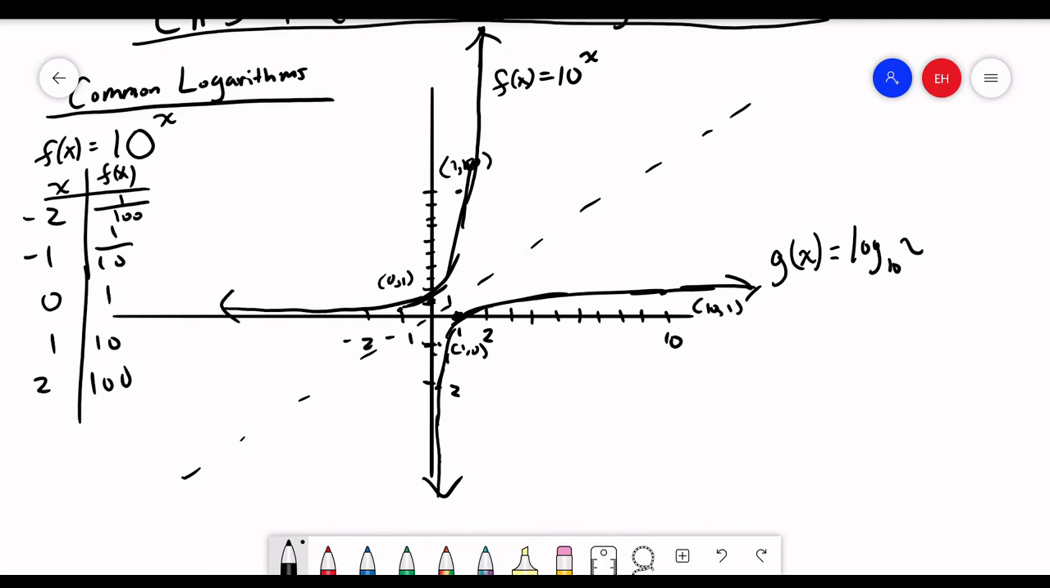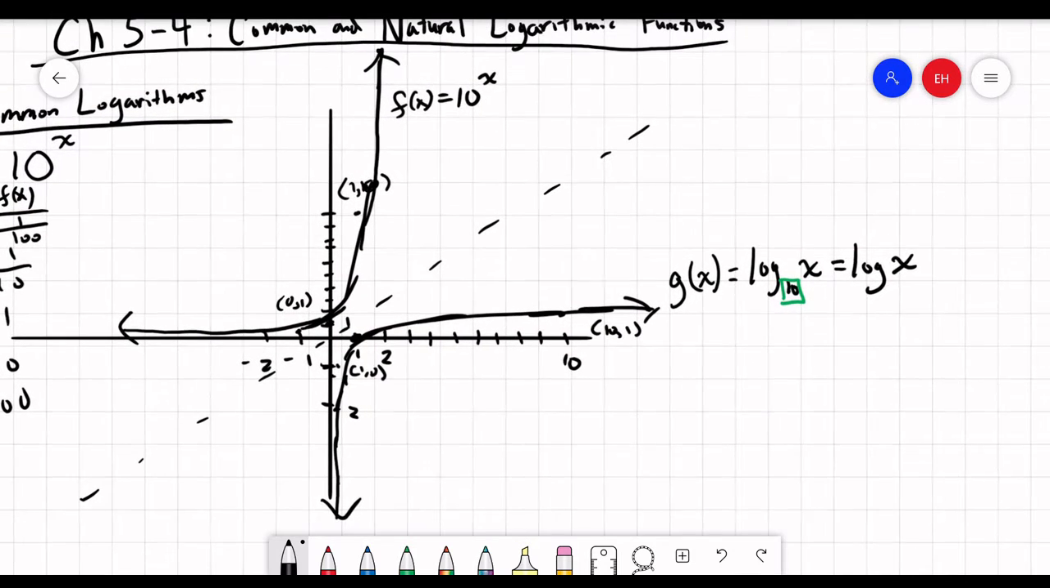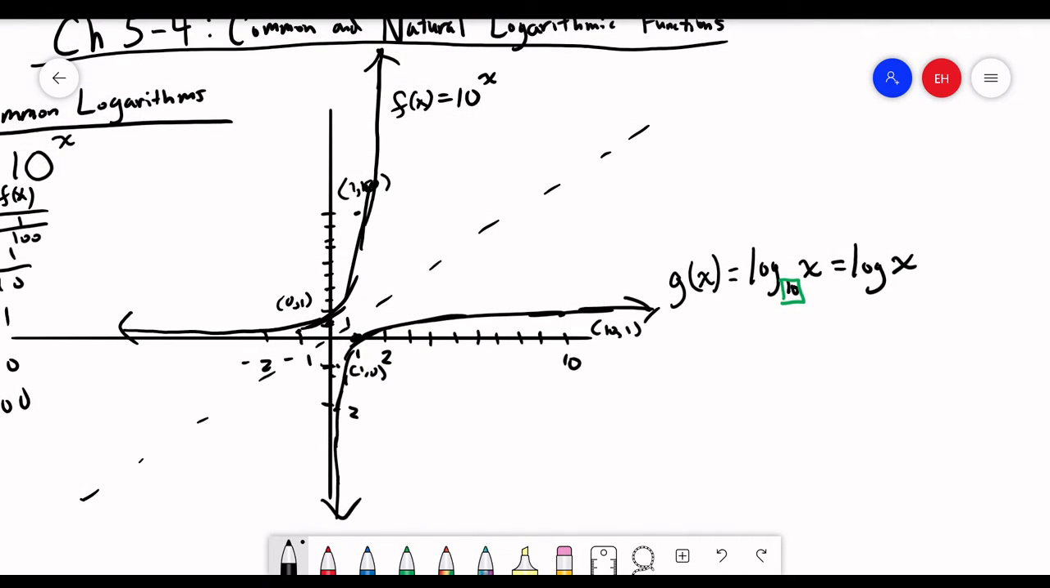In other words, it's going to be g of x equals log base 10 of x, but because 10 is the most common base that we run into, think about our number system, it's all based on 10s because we have 10 fingers to count. So because base 10 is so common, we want to be lazy and write as little as possible. So when we just write log x with no base written, it's assumed that we are going to understand that's base 10. And so again, these functions are inverses of each other.